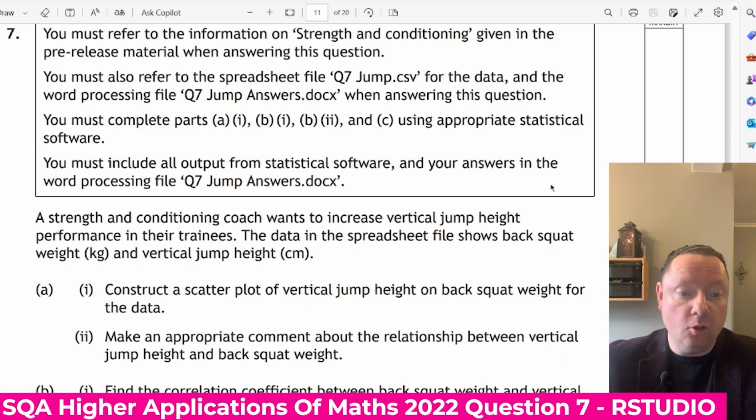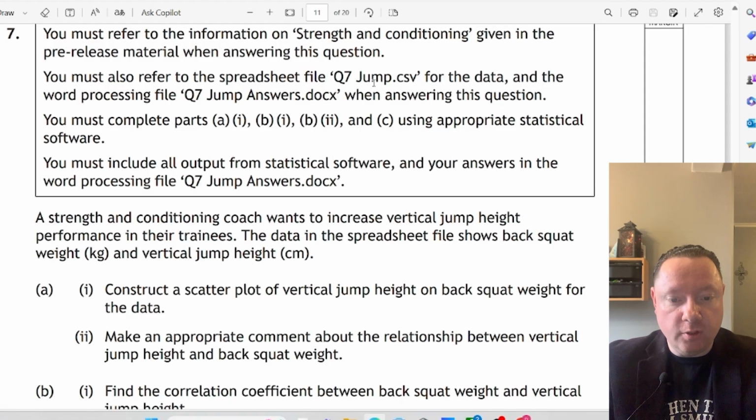Application of Maths 2022, question 7. You must refer to information on strength and conditioning given in the pre-release material when answering the question. You must also refer to the spreadsheet Q7 jump for this question, and we have to complete some stuff. So let's have a look. A strength and conditioning coach wants to increase vertical jump height performance in their trainees.